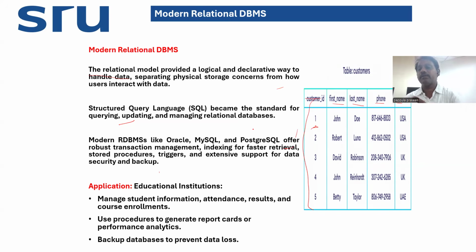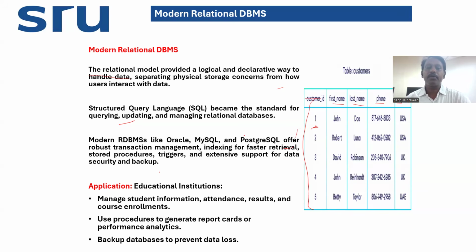So when we create the table, we store the data by using the insert command. Sometimes we have to update the data by using the update command. Sometimes we have to retrieve the data by using the select command. Modern relational database systems like Oracle, MySQL, PostgreSQL offer robust transaction management, indexing for faster retrieval, stored procedures, triggers, and extensive support for data security and backup. These are all the advantages of modern databases.